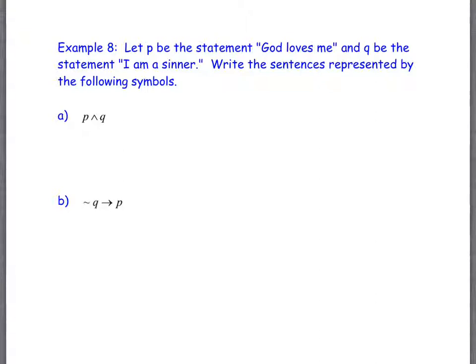God loves me. So we're going to write that down. God loves me. What am I going to write next? And. Because this upside down V symbol is the and symbol. And then what's Q? I'm a sinner.